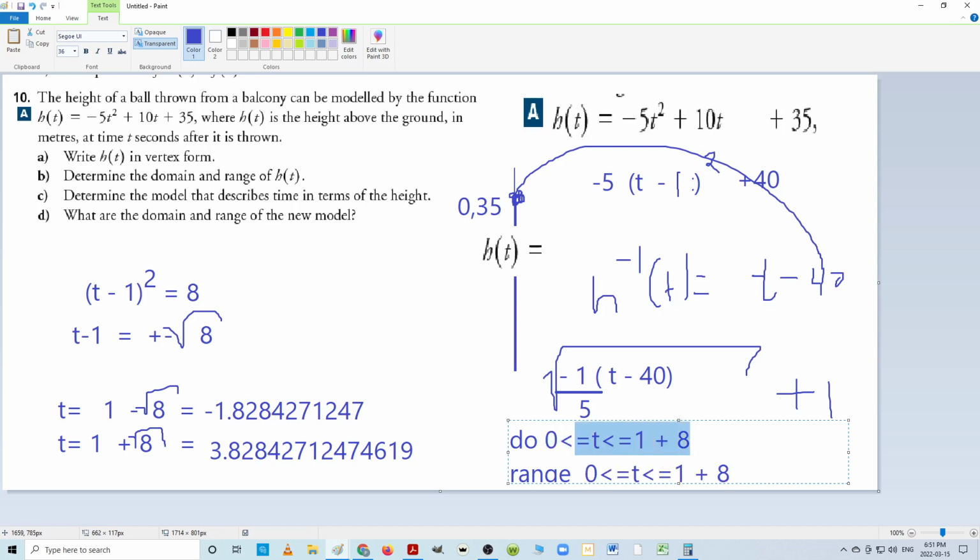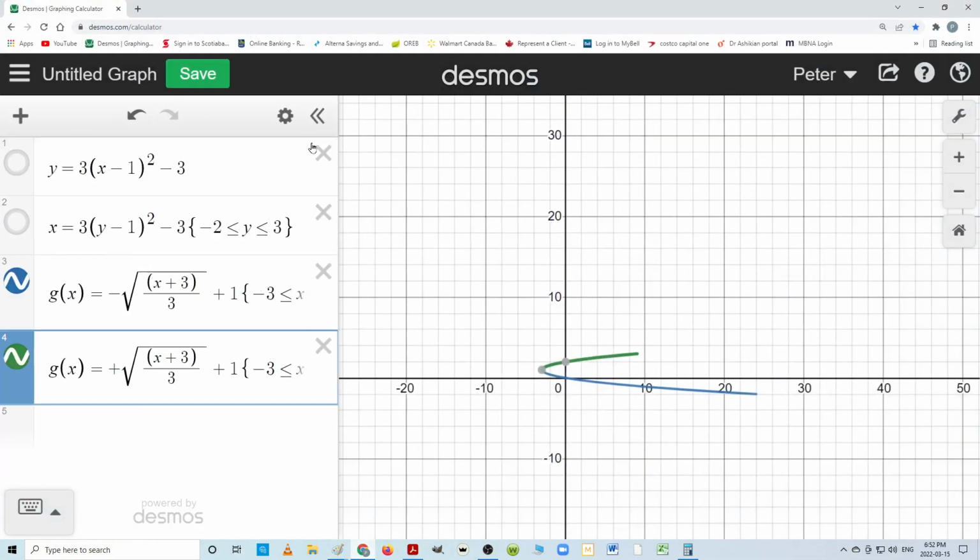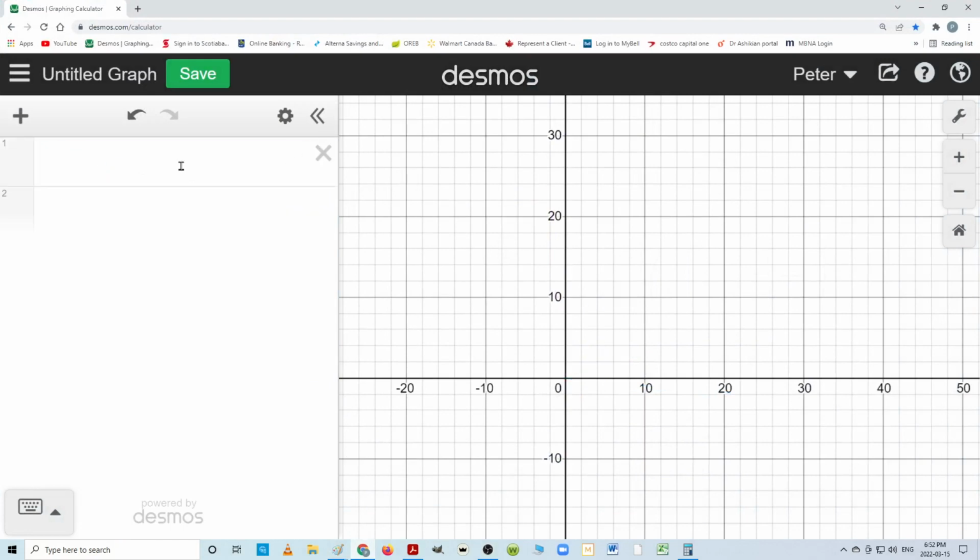Which means the domain of the original is the same as the range of the other one, which is 0 smaller or equal to h minus 1 of t, which is smaller or equal to 40. So their domain and their ranges always swap. So just to show you on a graph, here's the original function.